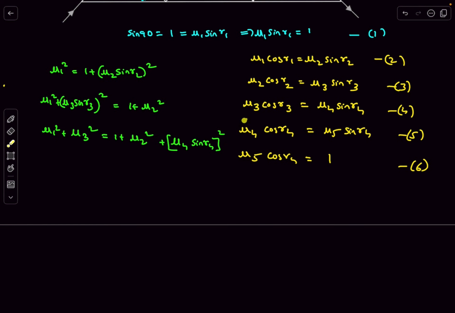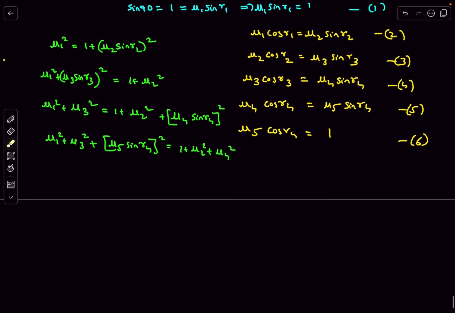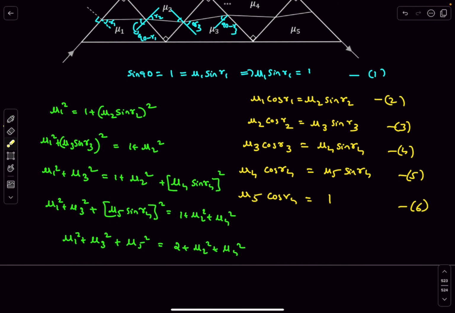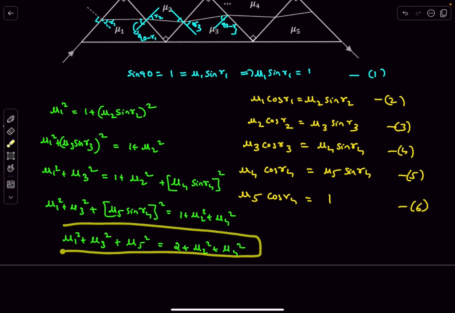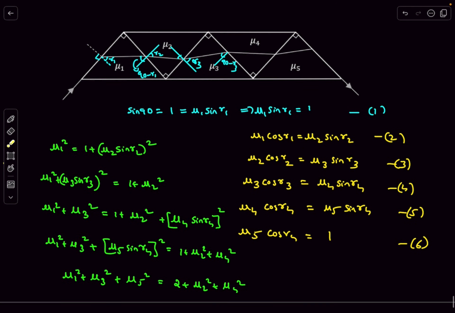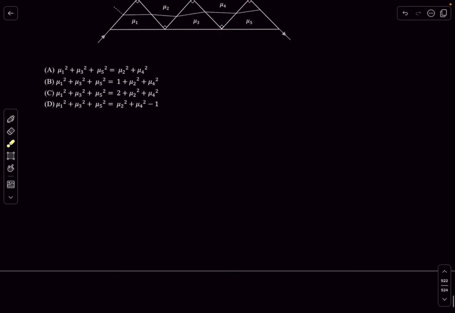Now we are going to flip this equation and square and add to this to get the next equation. Then finally, we square and add these two equations, and we end up with this particular relation. So yes, it did require a little bit of work, but the process was pretty straightforward. So this again corresponds to option C.